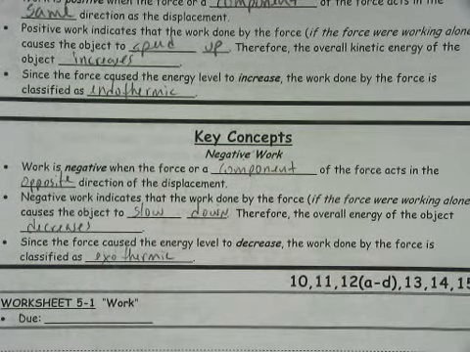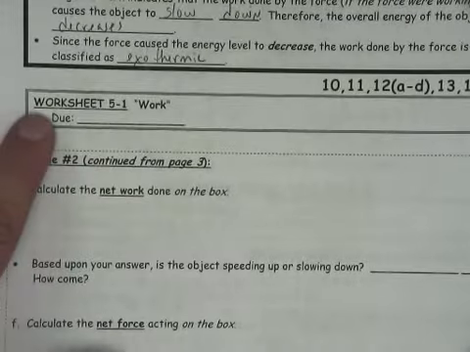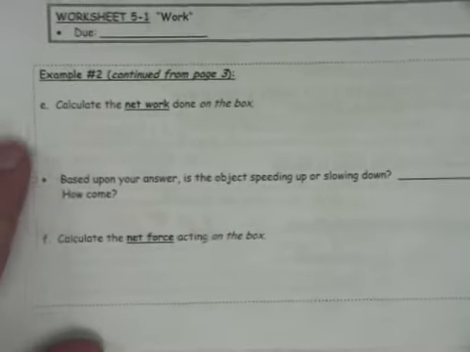All right, so work is a scalar. The sign of work does not indicate direction. It indicates what's happening with the energy. Is the work going into the system, or is it leaving the system? That's the best way of thinking about it. All right, so you can work through worksheet number 5.1. I'm going to keep going with this one.